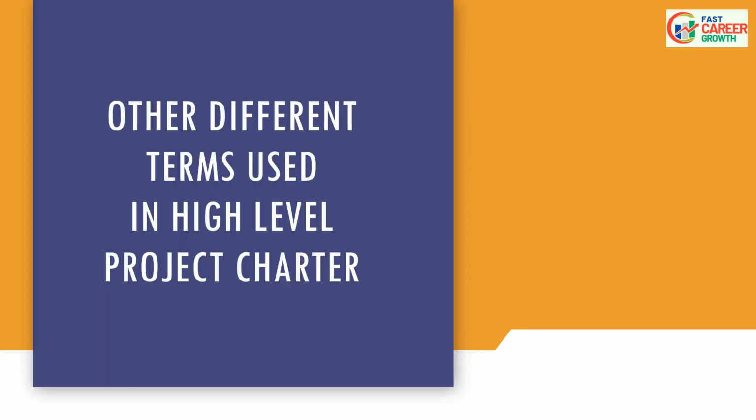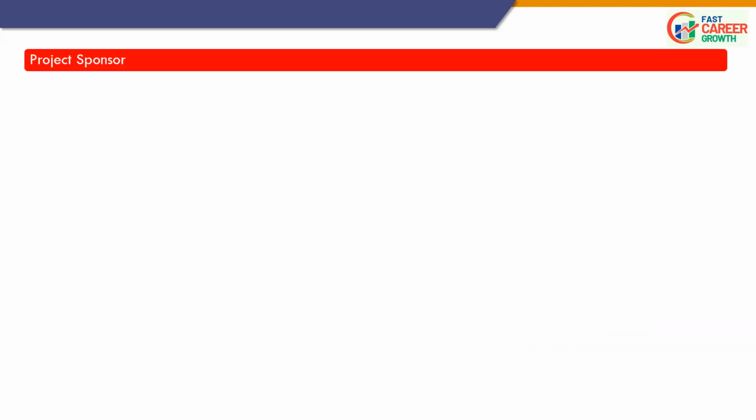Next, other different terms used in a high-level project charter. Next, project sponsor. The sponsor should be the process owner or line management at a level that can allocate resources for the project. A project sponsor plays a critical role in the success of a project. The project sponsor is typically a senior executive or high-ranking member of the organization who has a vested interest in the project's outcome.